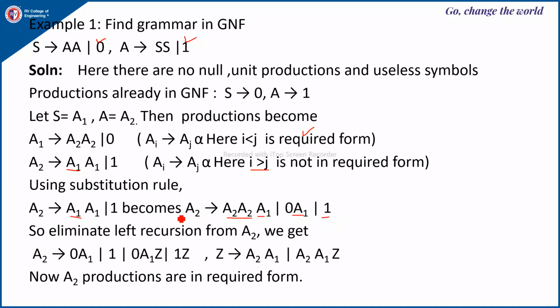Now you can observe this is of the form A2 derives A2 A2 A1. So here again you have a left recursion, which we have to eliminate. So eliminating the left recursion from A2, this is of the form A derives A alpha, where alpha 1 is this. So now we'll be getting the production A2 derives 0 A1. This is already in the required form. This is also in the required form.